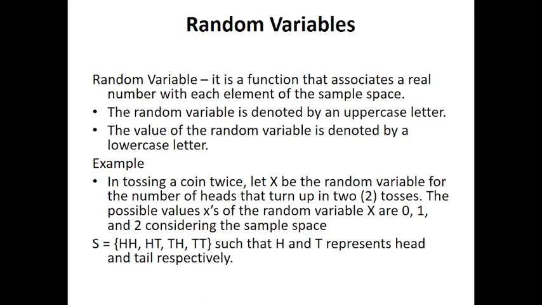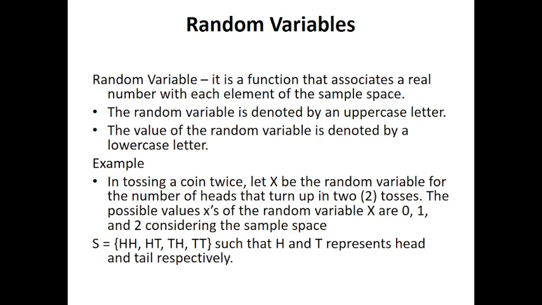So here's the example. In tossing a coin twice, let x be the random variable for the number of heads that turn up in 2 tosses. So the possible values x of the random variable x are 0, 1, and 2, considering the sample space. We toss a coin twice, and x is the random variable for the number of heads that turn up in 2 tosses.